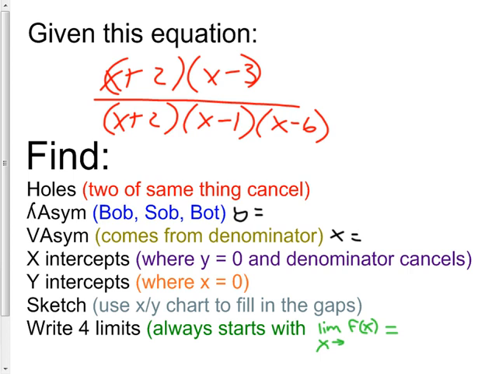Okay, so if this is the problem, you should be able to find me the hole, or holes, horizontal asymptotes, vertical asymptotes, x-intercepts, y-intercepts. You should be able to sketch it. And you should be able to write 4 different limits for it. In this case, to save you time, just write me one of the 4 limits.